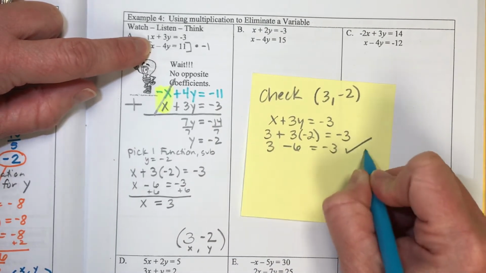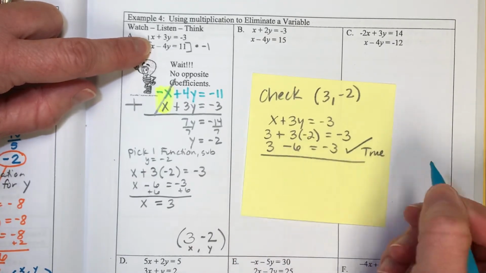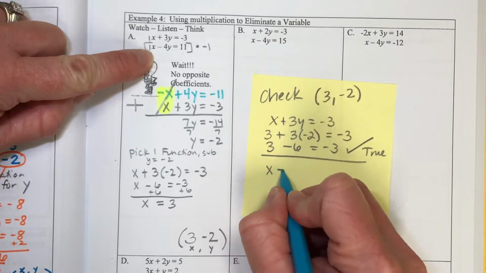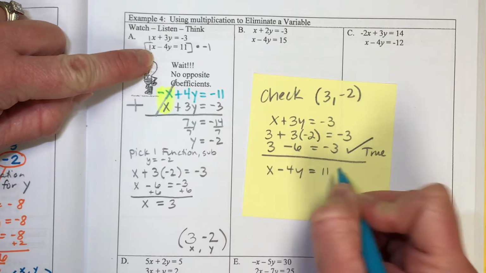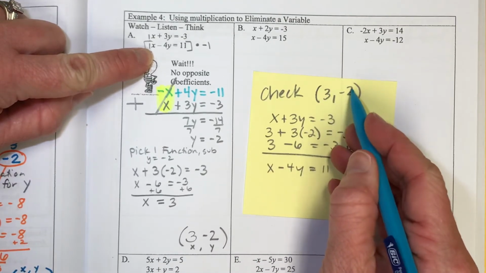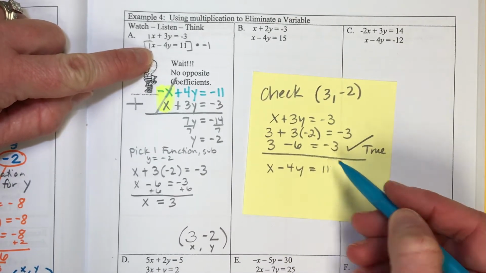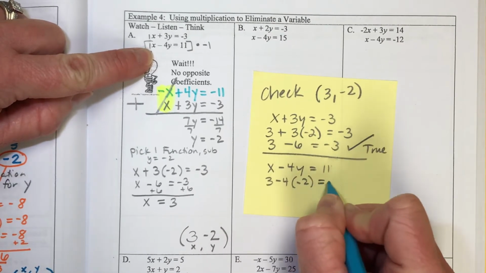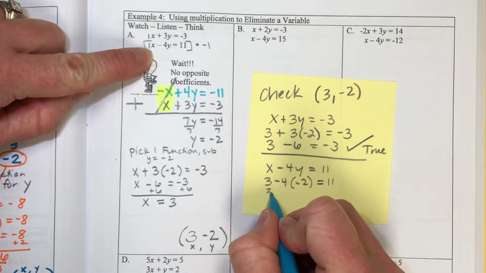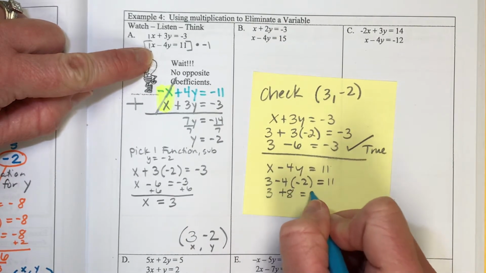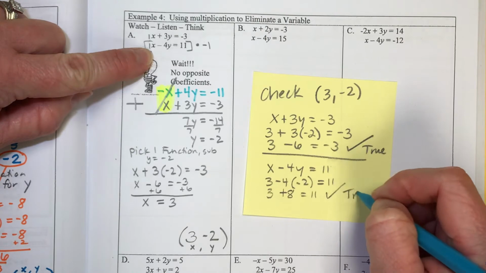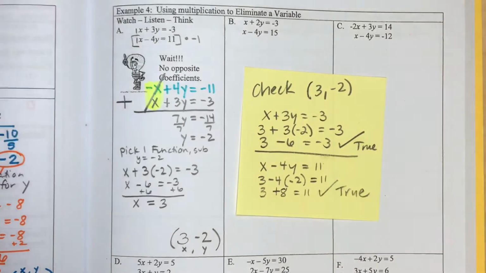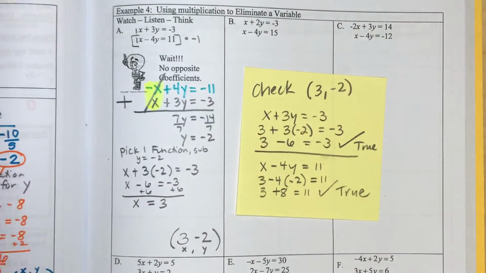Well, yeah, that's true. Okay, now here's the second function. X minus 4y is equal to 11. Plug in your 3, plug in your -2, and make sure that you get 11. So is 3 minus 4 times -2 equal to +11? Or is 3 plus 8 equal to 11? Yes, that's true. So we checked our point does work out. And that's just a simple reminder from one of the first things that we did in Chapter 6, 6.1, which was how do you check if a point works?